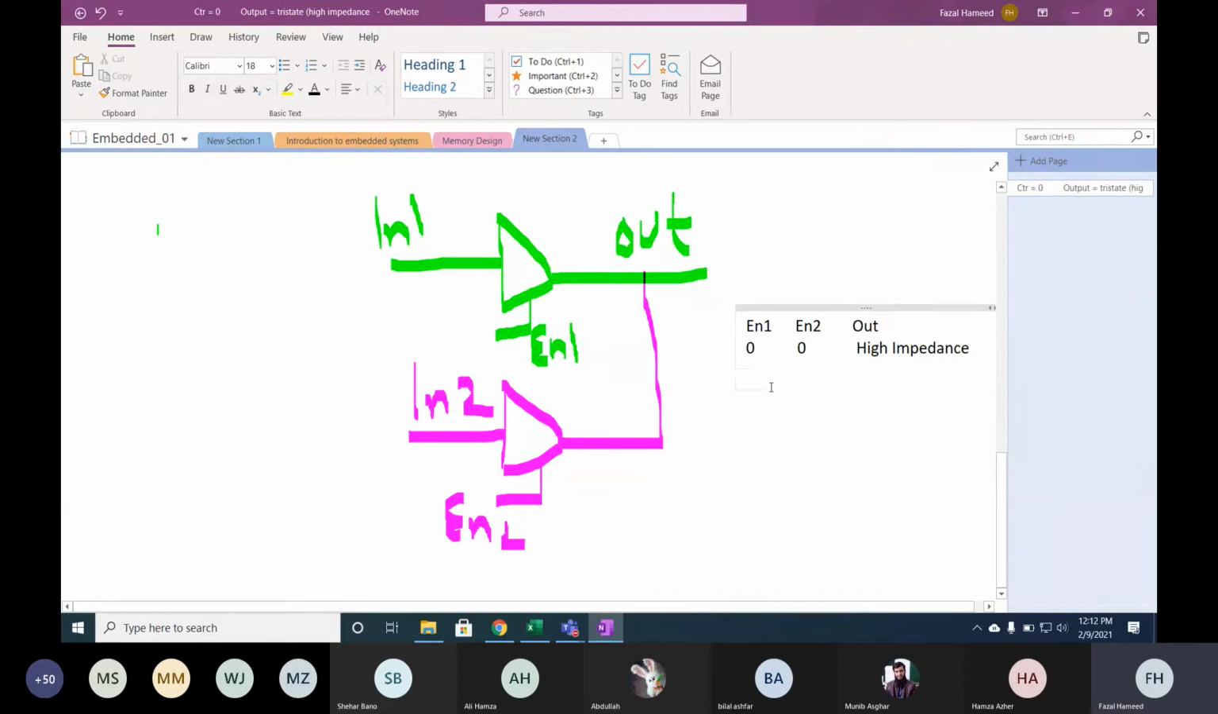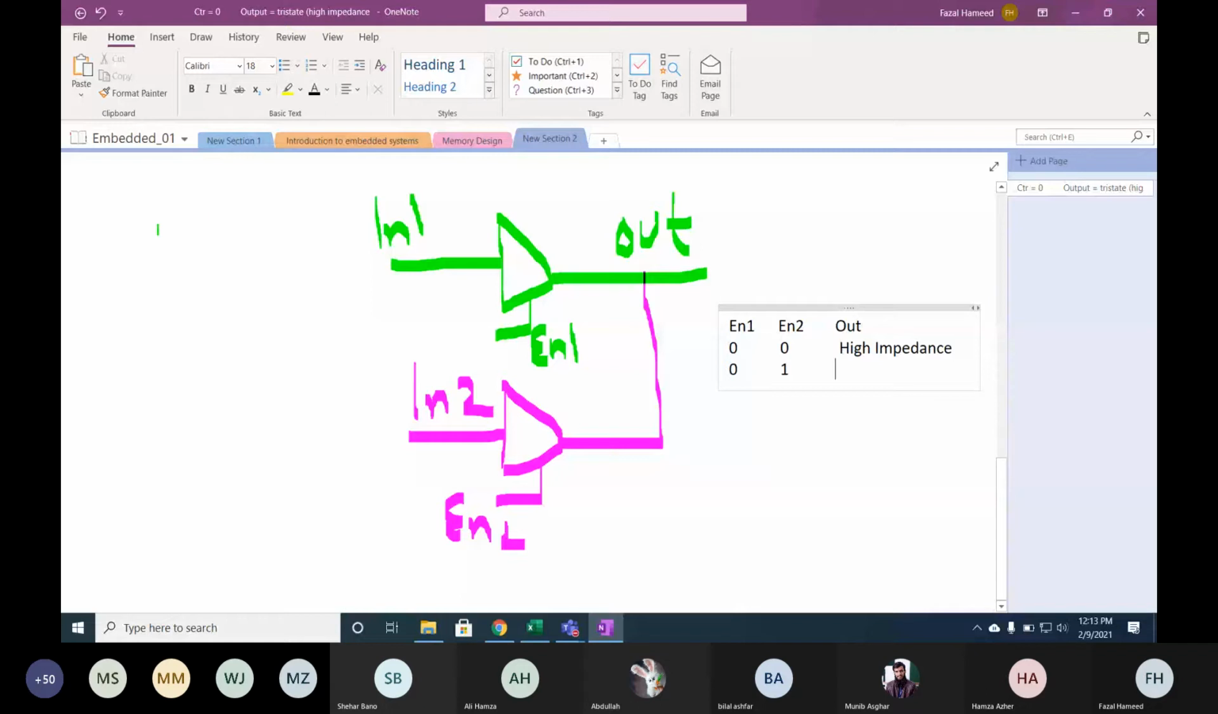So when enable 1 is also 0 and enable 2 is also 0, in this particular example I am building the truth table. Did you understand or not? Yes sir. When enable 2 is equal to 1, then what will be the output?